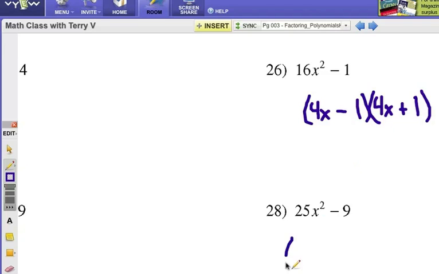Number 28. It'd be 5x and 5x. When I multiply, that would give me 25x squared. Is 9 a perfect square number? Yep, that would be 3 and 3, and a plus and a minus.